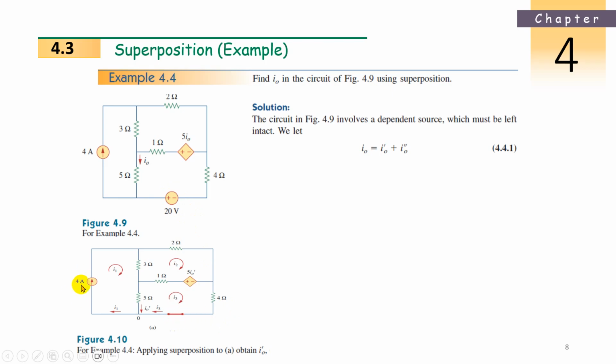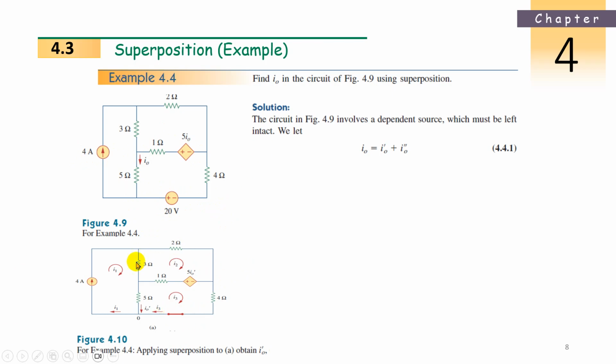I keep this one first. Later, I keep the 20 volts and I will remove this one. It will open. That will come at a later stage. In the first stage, I consider 4 amperes. Either this source or that source, you can take first, up to you. But I consider 4 amperes as the first circuit, and I want to remove these 20 volts. So 20 volts now becomes 0. That is a short circuit. Now this is your first circuit.